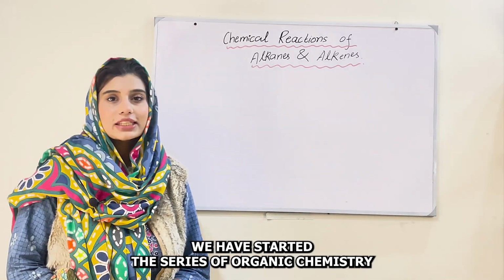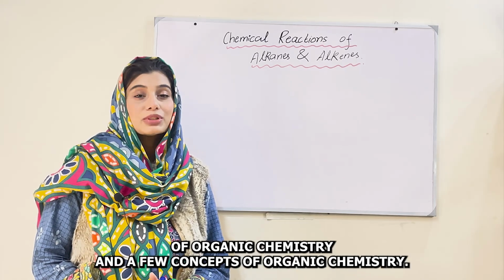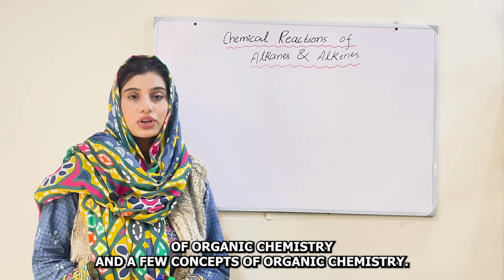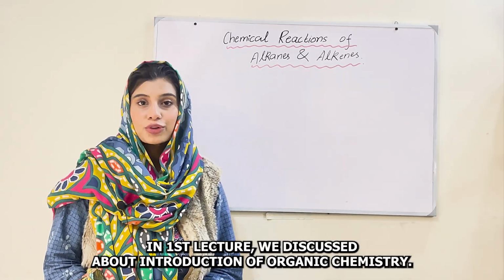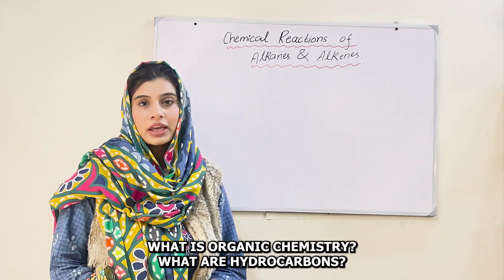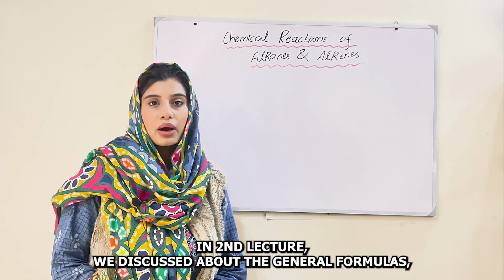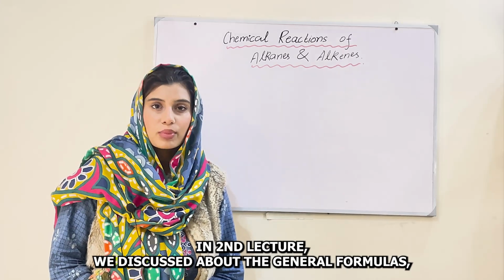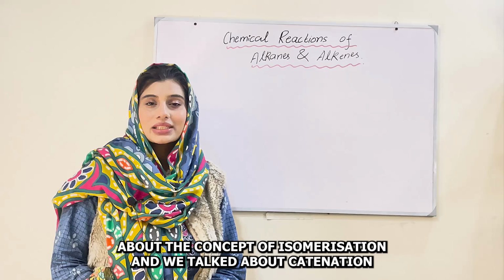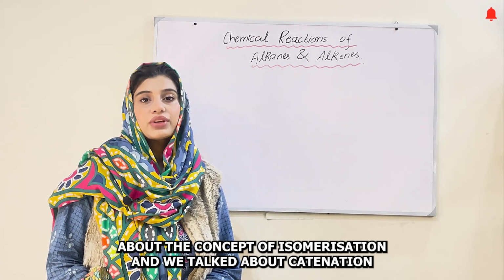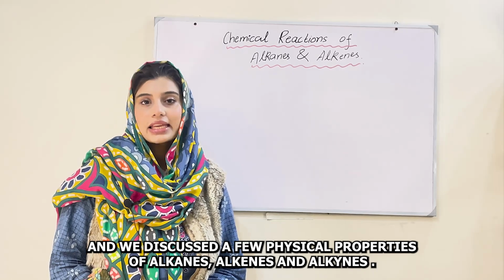We have started the series of organic chemistry in which we are discussing the important properties and a few concepts of organic chemistry. In previous lectures, in the first lecture we discussed the introduction of organic chemistry, what organic chemistry is, and what hydrocarbons are. In the second lecture we discussed the general formula of alkanes, alkenes and alkynes, and I told you about the concept of isomerism. We talked about catenation and we discussed a few physical properties of alkanes, alkenes and alkynes.